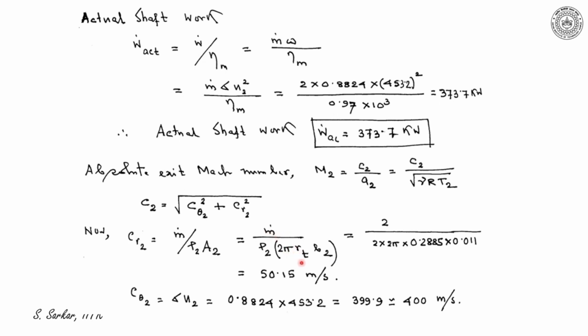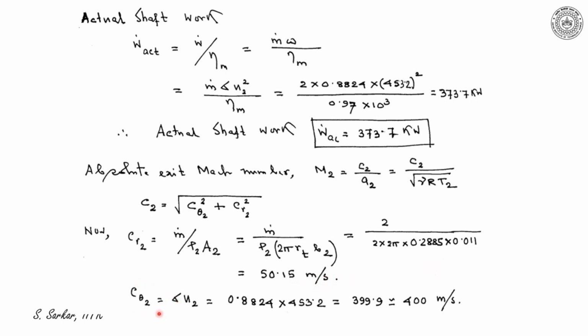Instead of tip radius, it is better to say impeller exit radius. So RT is the impeller exit radius. Now I know all the values here, so I can calculate CR2, putting in all the values as stated here. If you evaluate CR2, we will get CR2 as 50.15 meter per second.